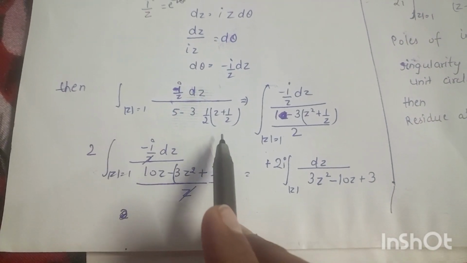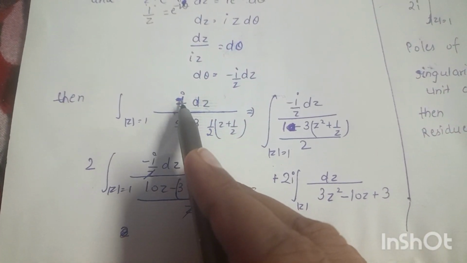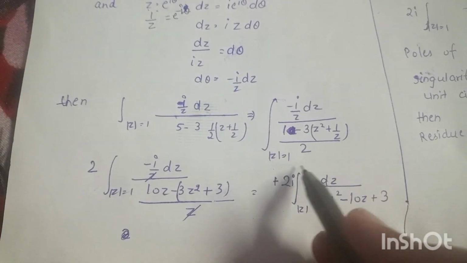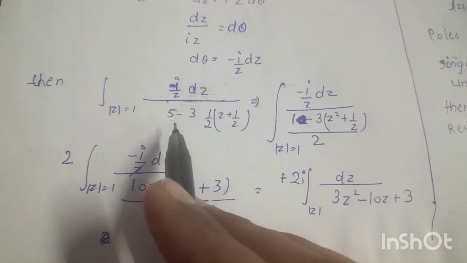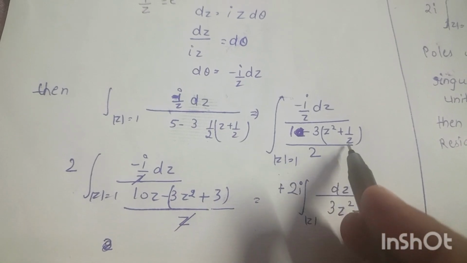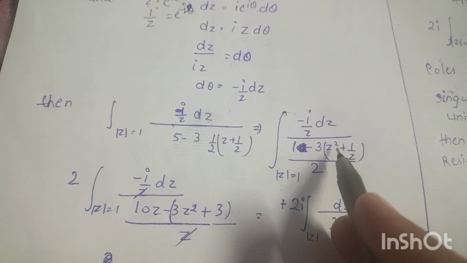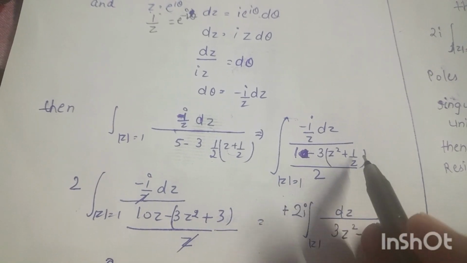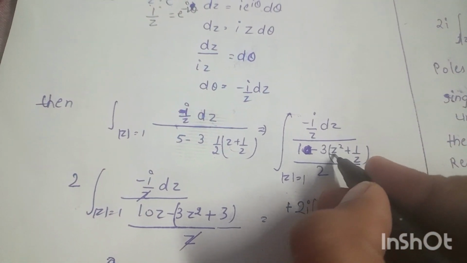integral like this. After solving, we get this. For solving, first we should take the whole LCM for the 2, and then we get 10 minus 3 into, we solve this bracket first, we get z square plus 1 upon z. It should be whole upon z.